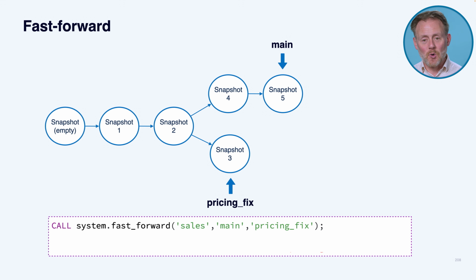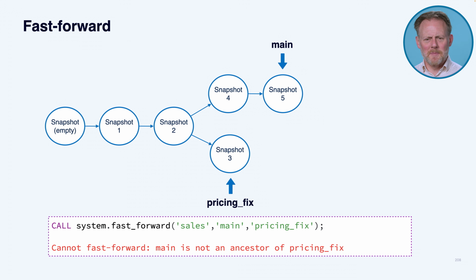Iceberg's fast forward procedure, which you can see in this call here, handles this operation. Let's run it. Oh, we got an error message. What happened? Fast forward works like a Git fast forward. It requires main to be a direct ancestor of your branch with no additional commits or snapshots on main. But here, main has moved forward. New changes landed while you were working, which is kind of what we'd expect, right?